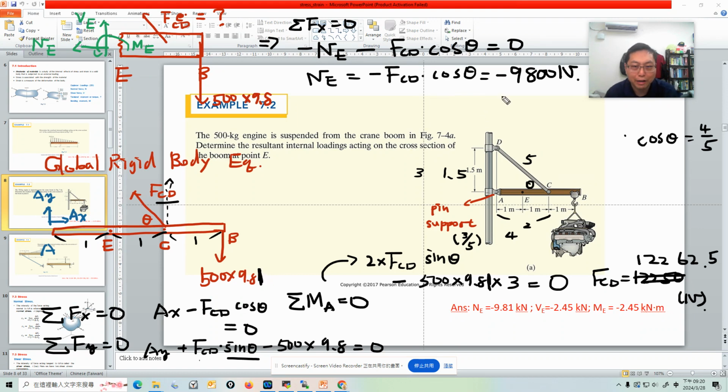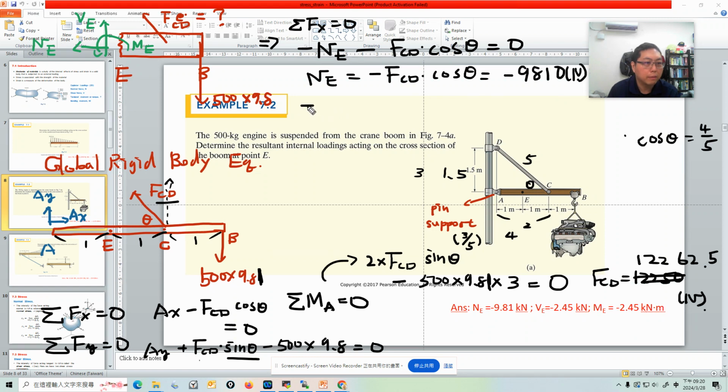So let me calculate this again. 12262.5 times 4 divided by 5 is 9810. Yeah, that's true. So minus 9810 Newton. Okay, that's NE.